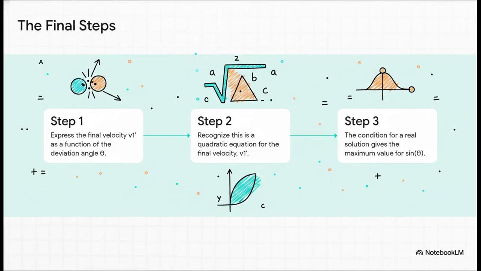Well, if we shuffle our equation around a bit, it actually looks like a quadratic equation, from algebra class. And here's the thing about quadratic equations. For a physical collision to happen, the solution for the final speed has to be a real number, right? You can't have an imaginary speed. And that requirement, that the solution must be real, puts a hard limit on the values in the equation. And buried inside that limit is our maximum angle.